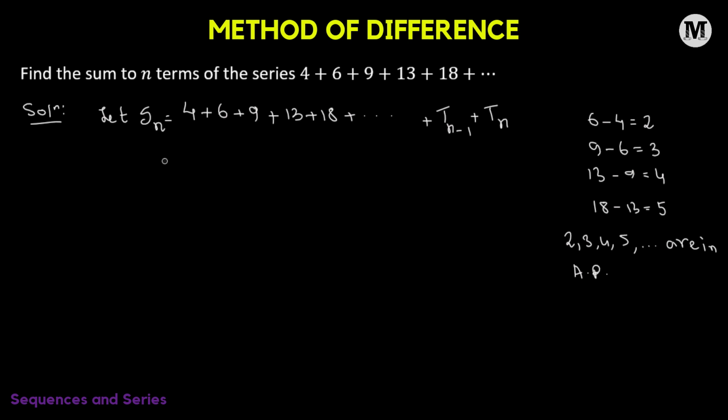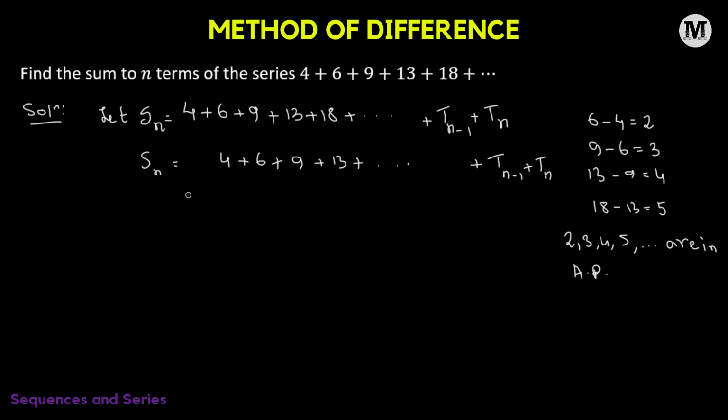Fine. Then what we'll do? We'll consider the same series as Sn. But this time what we'll do? We'll consider the first term, which is 4, and write it below 6. Then we have the next term, which is 6, but we're going to write it below 9. Then we have 9, we have 13. This keeps on continuing till we reach Tn minus 1 and Tn.